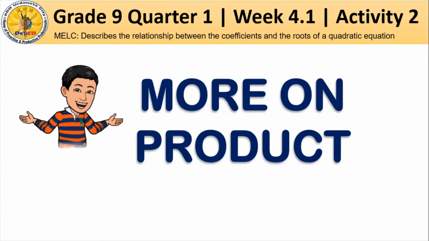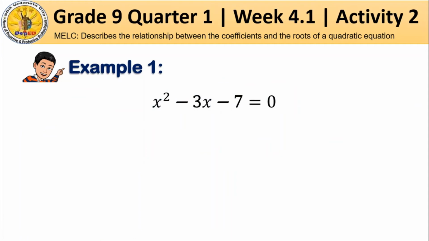Now, let me guide you to answer Activity 2 entitled More on Product. In this activity, we are going to solve for the product of the roots of the given quadratic equations. Let's have the following examples. X squared minus 3x minus 7 is equal to 0. First, we have to identify the value of A, B, and C. A is equal to 1, B is equal to negative 3, and C is equal to negative 7.